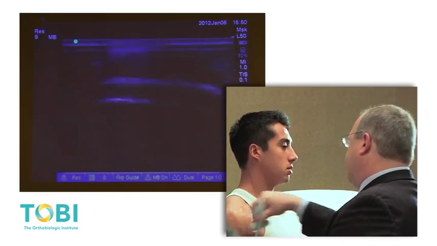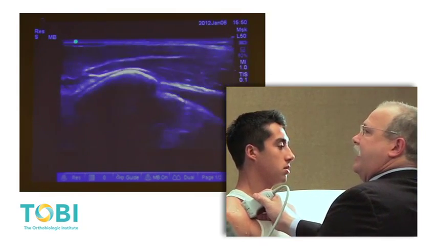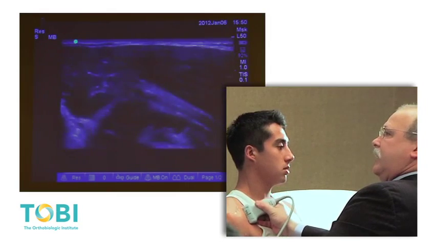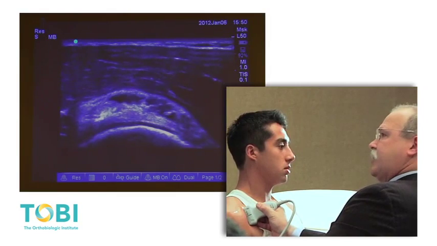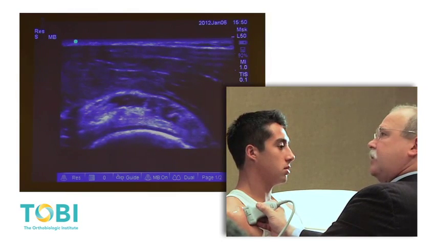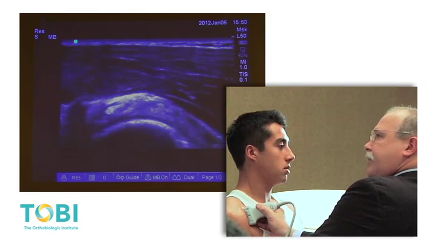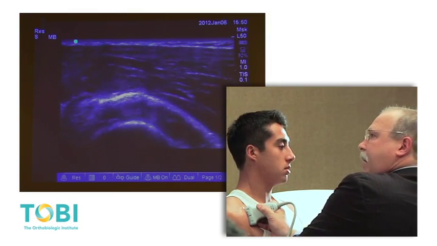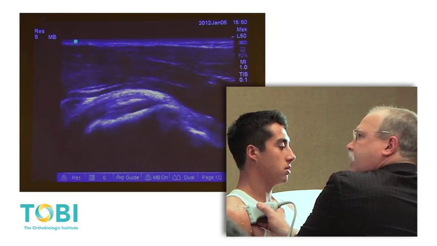Now here's another, just quickly. I've started doing this instead. I find the coracoid, angle laterally until I see proximal subscap, and I let the patient do the work. I'm just going to have him go from his position of external rotation to internal rotation. I'm not moving the transducer a bit, and that by nature interrogates the subscap from proximal to distal.